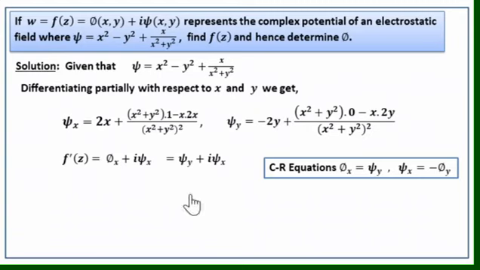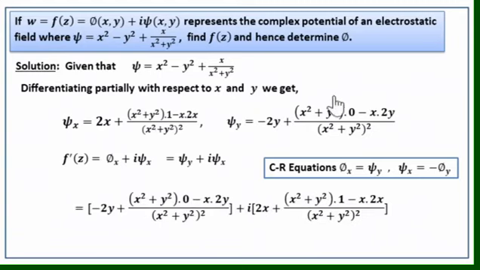Okay, so we get f dash of z equal to psi y plus i psi x. Next, we can make this right hand side a function of z by using the Milne-Thomson method. That is, we can take x equal to z, y equal to 0 in the right hand side, and it becomes a function of z. So if we take x equal to z and y equal to 0, what does it become?